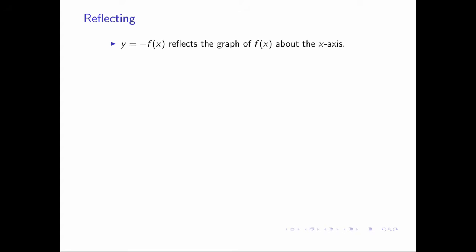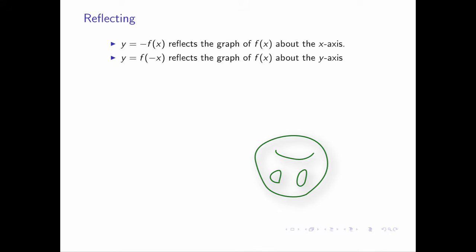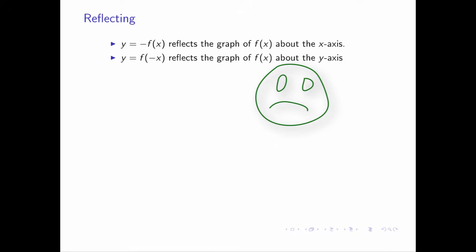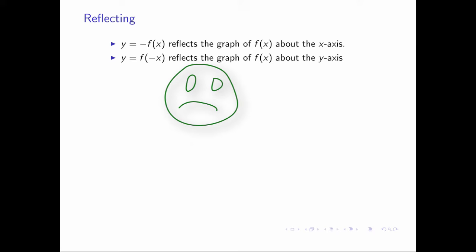Reflecting is another thing we can do. If we set y to be minus f of x, this will reflect the graph of f around the x-axis. On the other hand, if we set y to be f of minus x, this will reflect the graph of f of x around the y-axis.